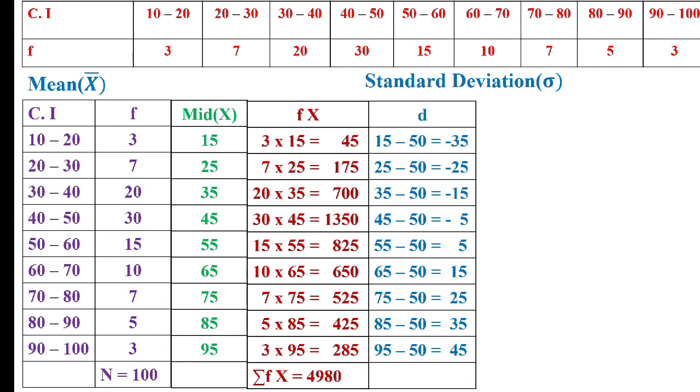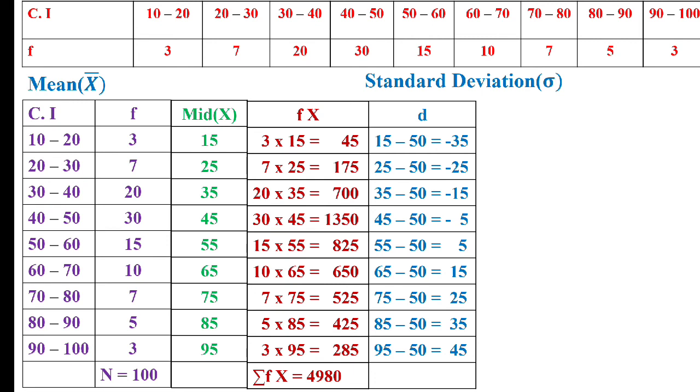d equals 15 minus 50, minus 35; 25 minus 50, minus 25; 35 minus 50 equals minus 15; 45 minus 50 equals minus 5; 55 minus 50, 5; 65 minus 50, 15; 75 minus 50, 25; 85 minus 50, 35; 95 minus 50, 45.